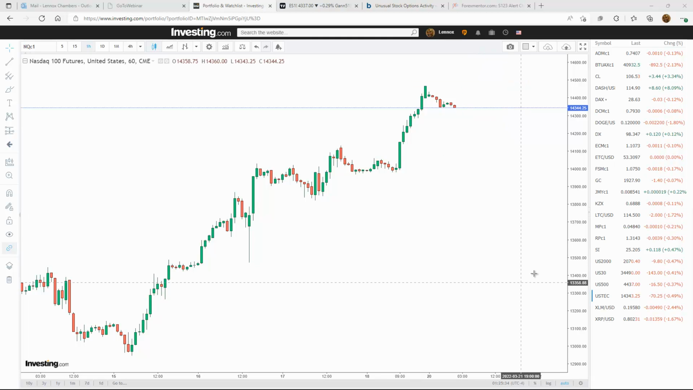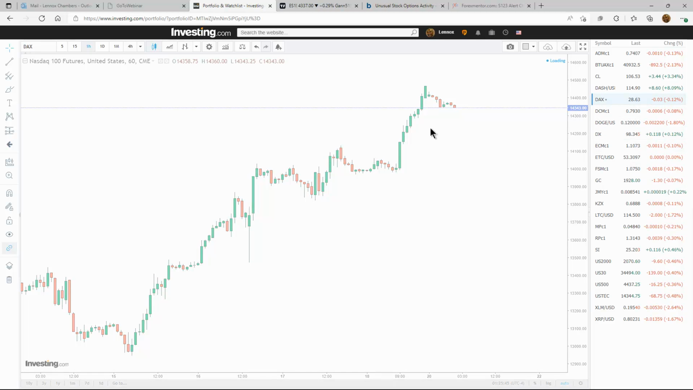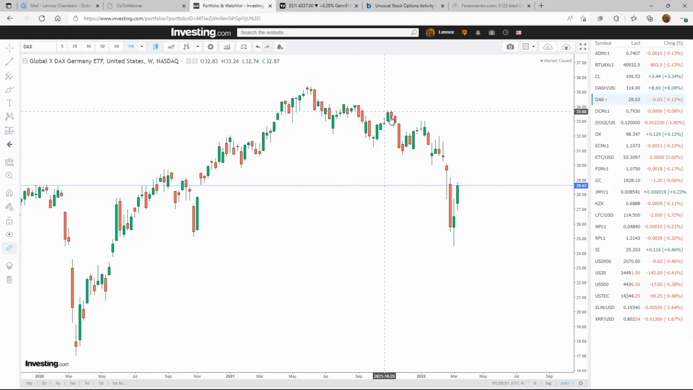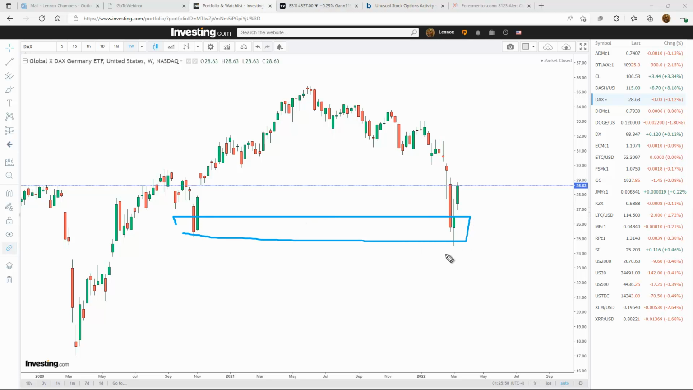All right, let's see, anything else we can look at? We've looked at most everything, and the DAX. Take a quick look at the DAX on the weekly. The DAX had quite a fall, came back down to a support area, and is now pushing back to the upside with some strength, but it looks like this is going to be perhaps a short-lived move to the upside.